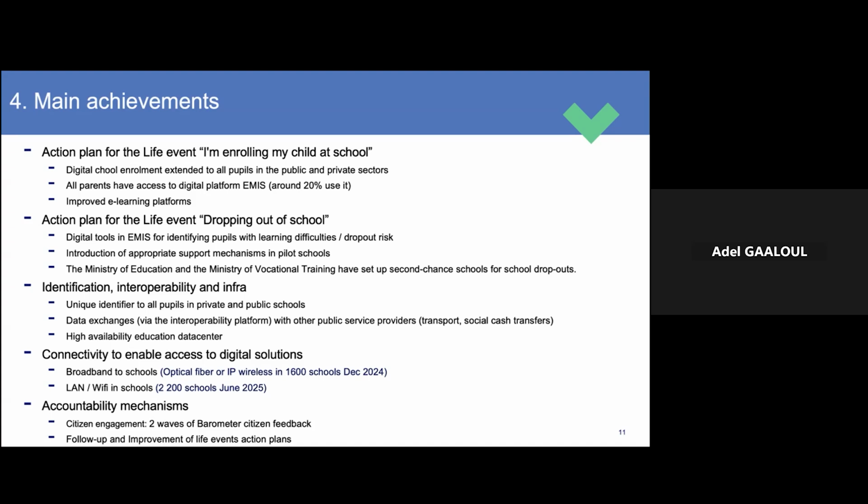Interoperability and infrastructure: unique identifier for all pupils, data exchanges, high availability education data center, connectivity, I said that, and also an accountability mechanism. This is very important. Today we had 2 waves of parameters for citizen feedback, and there is follow-up and improvement of the action plan. And let's say today, the Ministry of Education, Ministry of Social Protection, and Presidency of Government have the mindset of accountability and try to improve the services. It's not easy. And there are good improvements, about 15%, but in some services, there is not enough improvement.